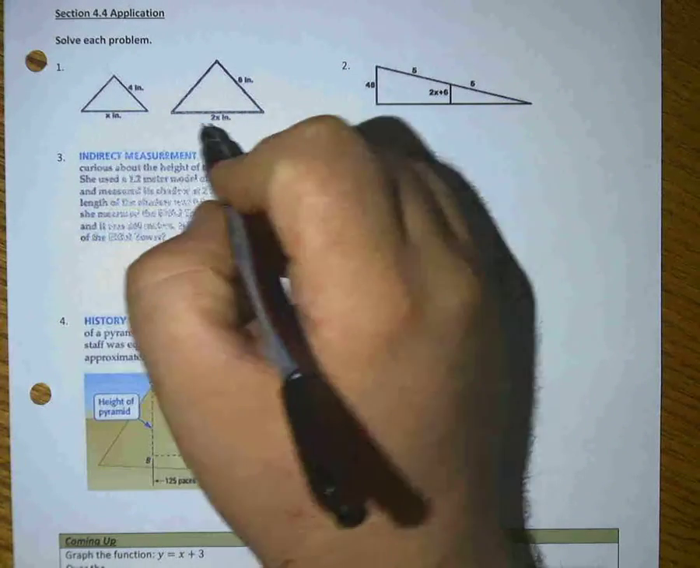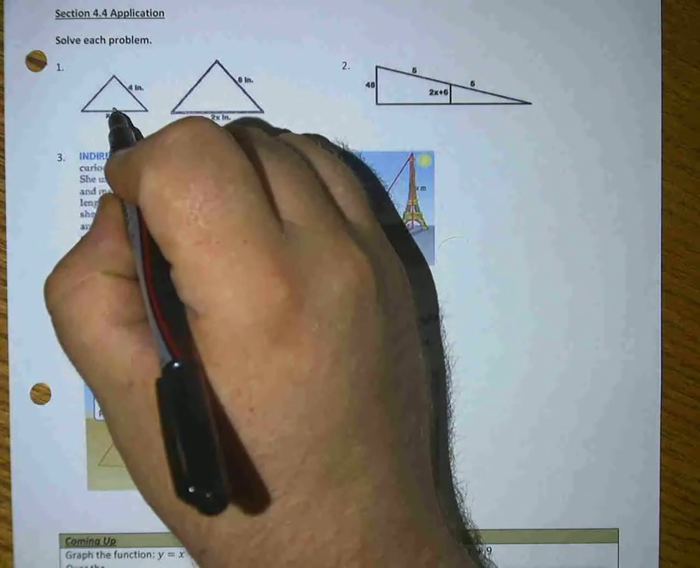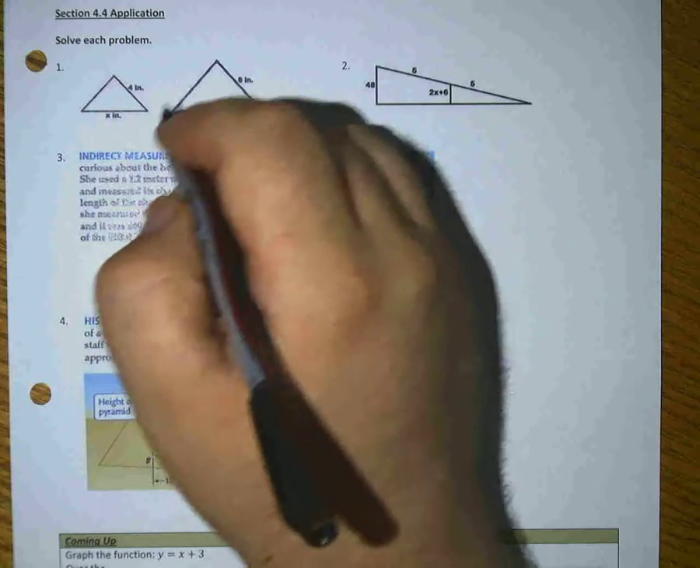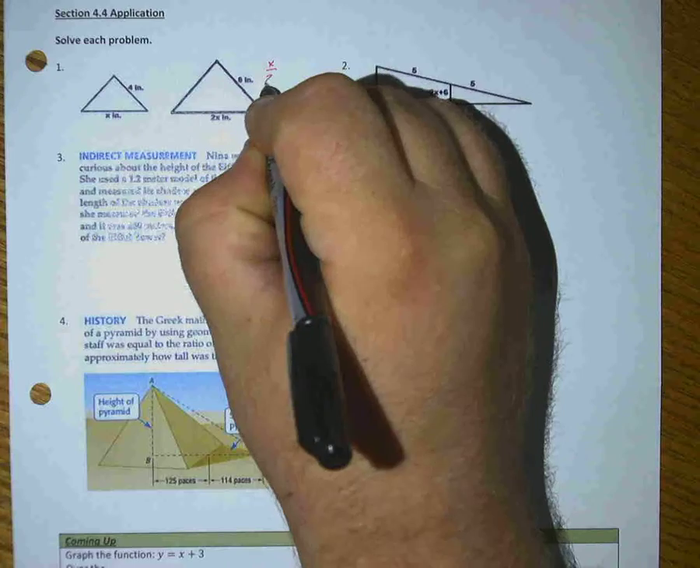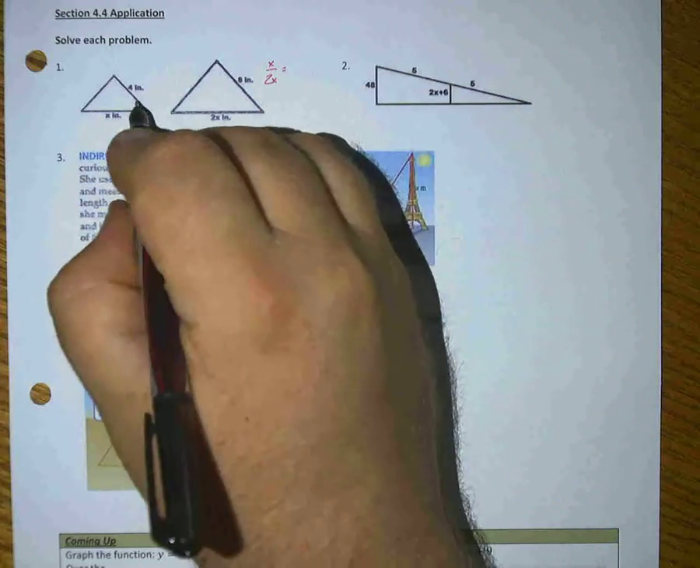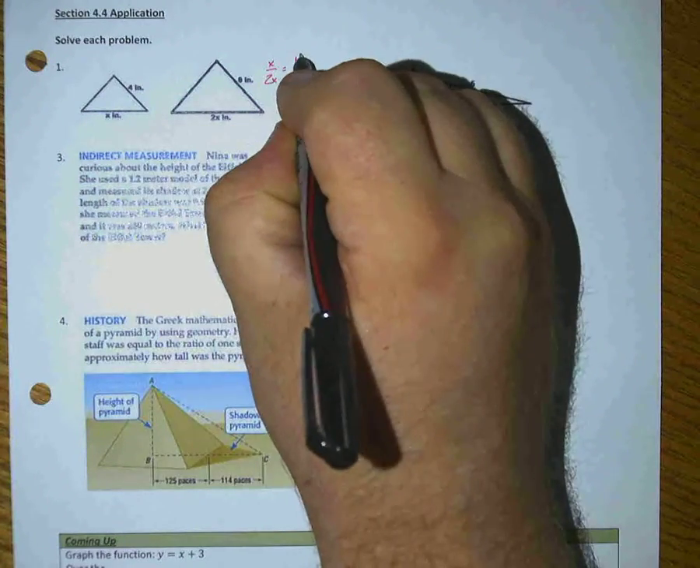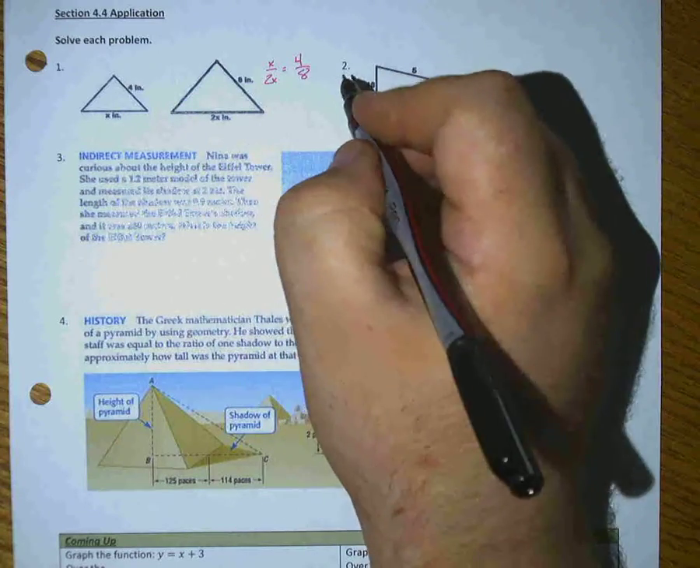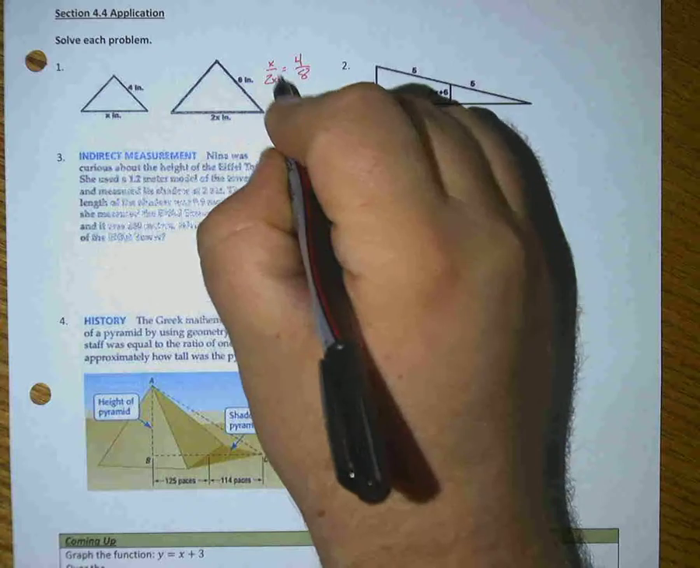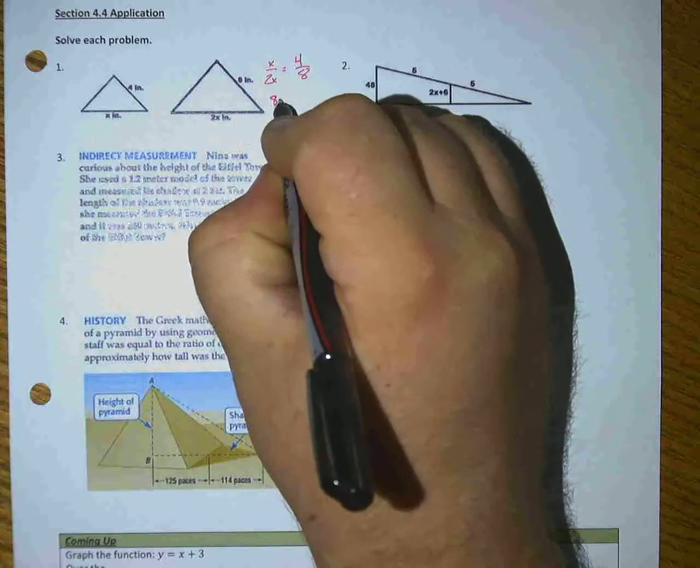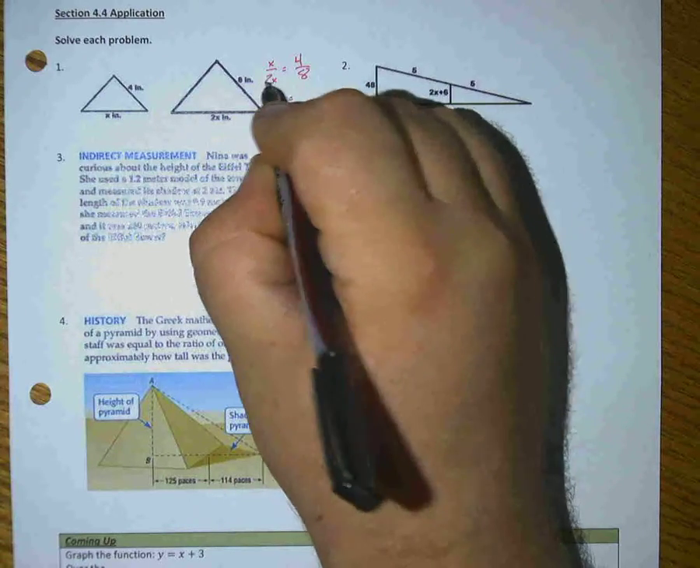Now we talked about similar figures in this section, and I'm going to go ahead and match up sides and put them over each other. So I have x over 2x equals 4 over 8. And I want to look at what happens on this problem. Let's say that we cross multiply or use cross products here. So I have 8x equals 4 times 2x.